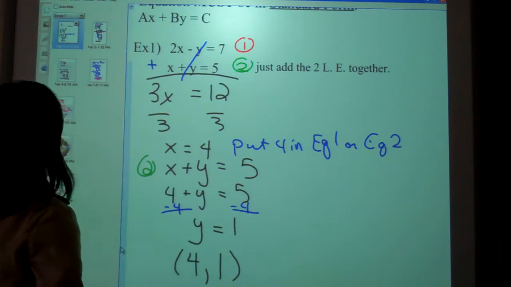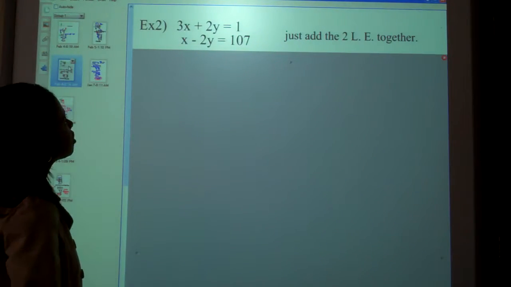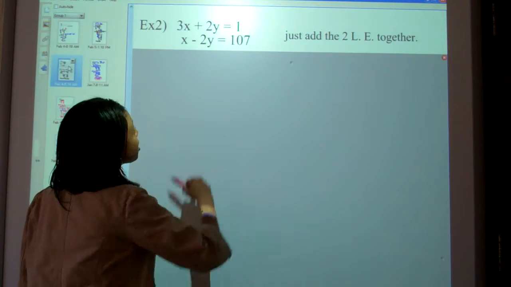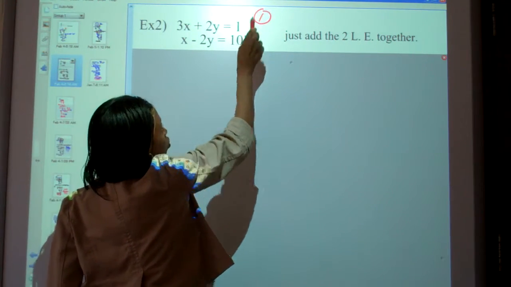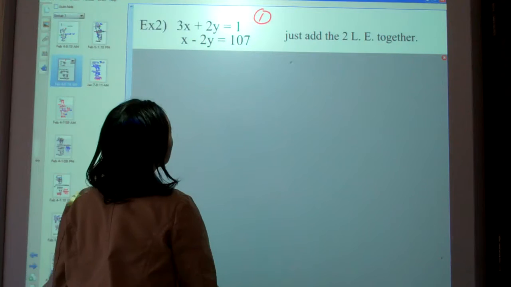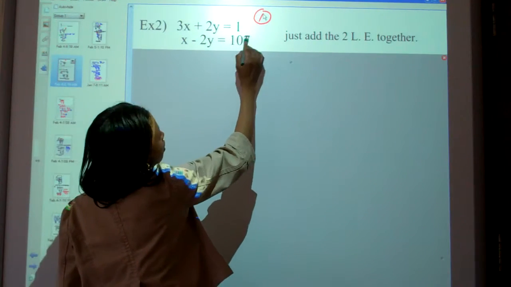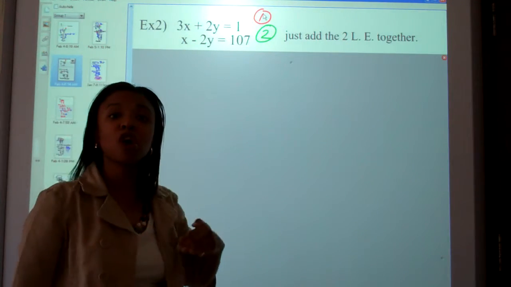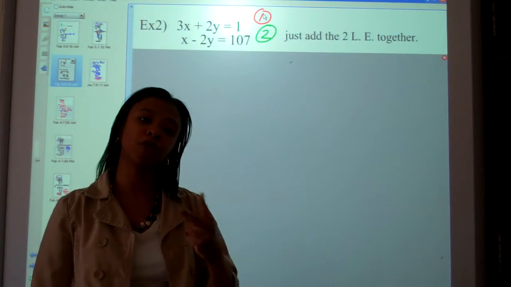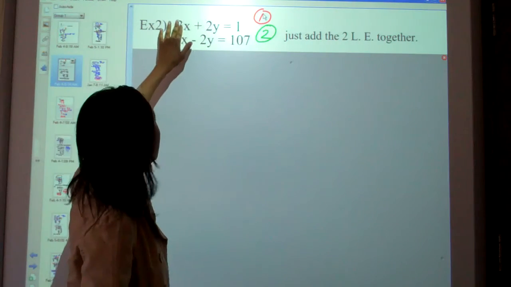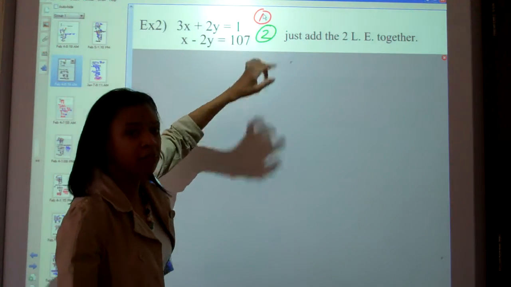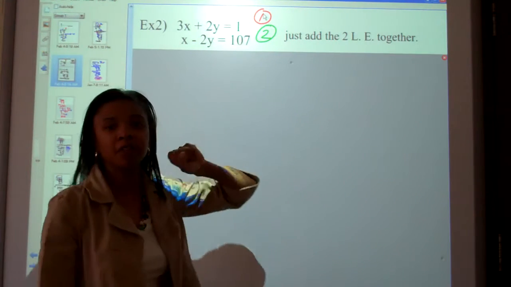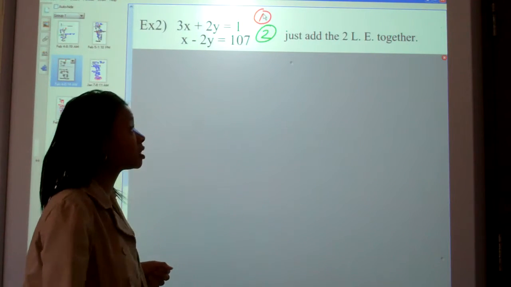Now, the next portion, here's another one. Example number 2, we have 3x plus 2y equals 1. This is my equation 1, and you know I like to number my equations. And then my second is x minus 2y equals 107, equation 2. Again, to solve equations by elimination, both of your linear equations must be in standard form. Ax plus by equals c, the first one is. And for the second one, it also is in standard form.